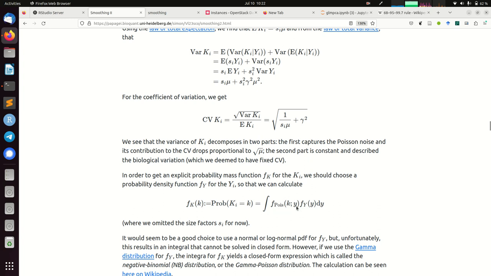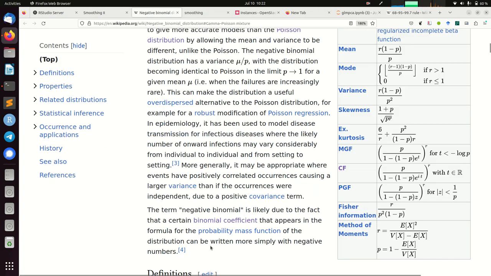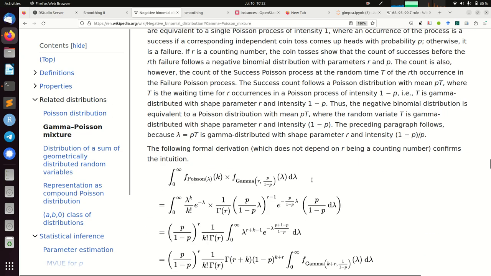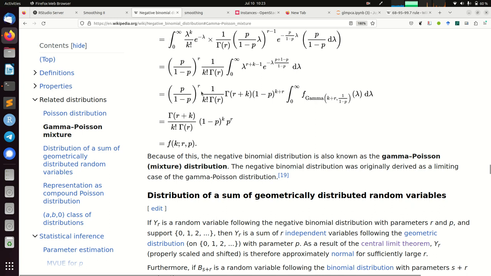We take our Poisson probability and say the rate of the Poisson probability is not fixed, but it's drawn from another probability, which I call Fy, and I marginalize this out by calculating this integral. And it turns out that if you want to get a nice closed form solution of this integral, then you should use for Fy the gamma distribution, because as you can see here, if you put the Poisson and the gamma in here, then you end up with this closed form solution, which is called the gamma Poisson distribution or the negative binomial distribution.